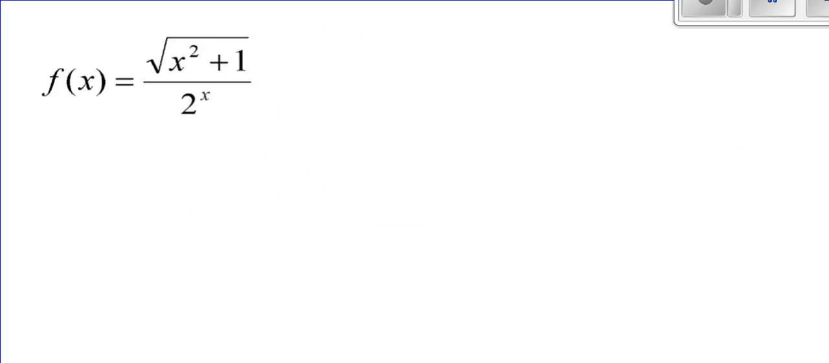All right, so let's take a look at this next problem. Clearly, we're dividing here, so we're going to be using quotient rule in this problem. So let's go ahead and get started with quotient rule. So f prime of x equals, all right, so low d high minus high d low. So let's start with that. Low, or the bottom function, is 2 to the x.